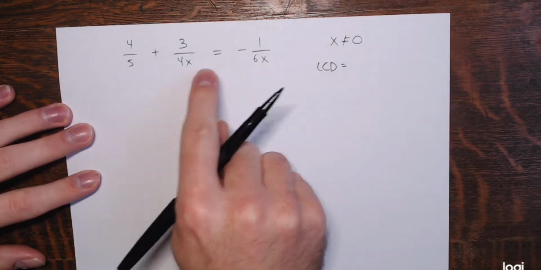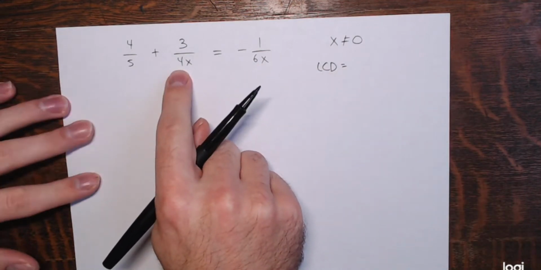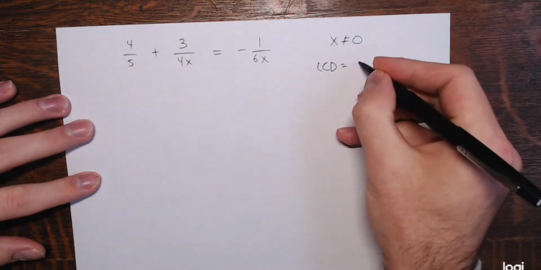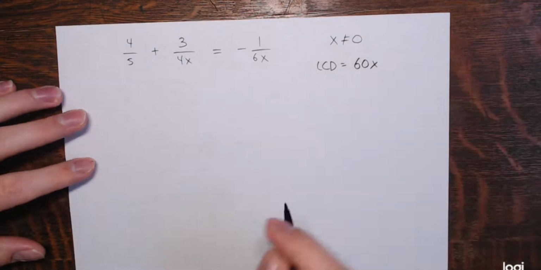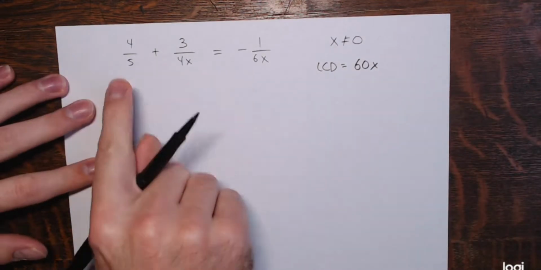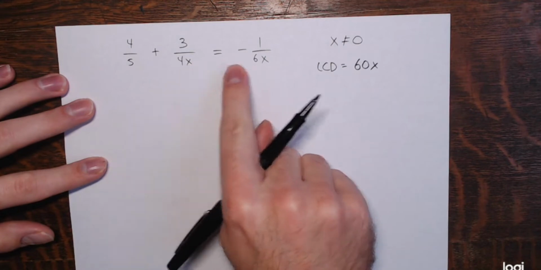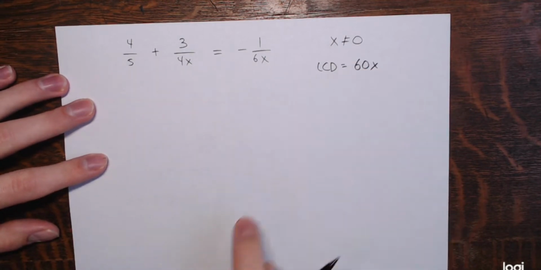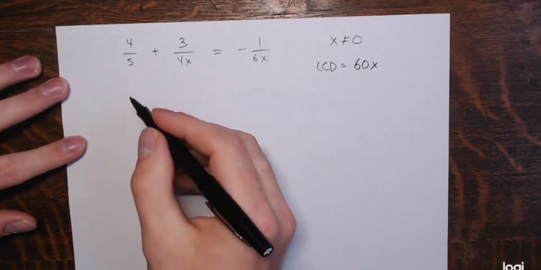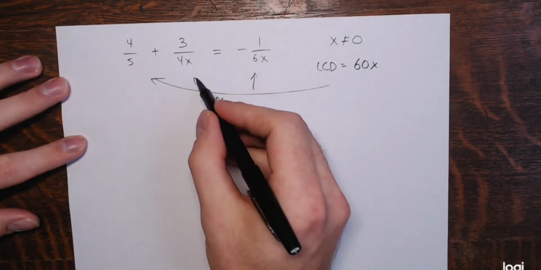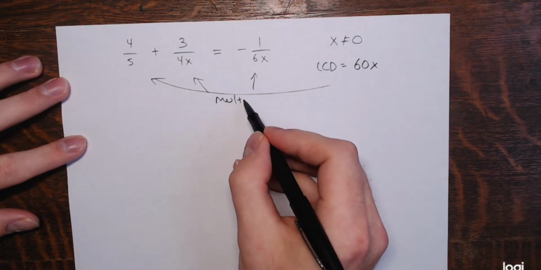The LCD is 2 times 2, that'd be 4, times 3 is 12, and then times 5. So 60x would be the least common multiple of all these, right? It's 5 times 12x, 4 times 15x, 4x times 15, 6x times 10. Okay, and then multiplying every single fraction here by the LCD.